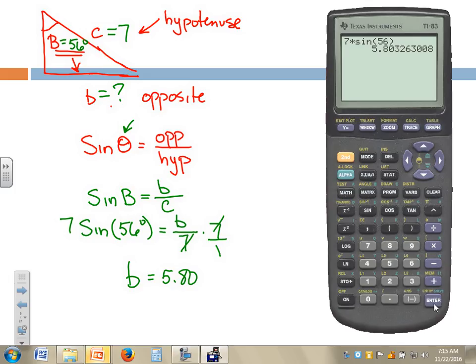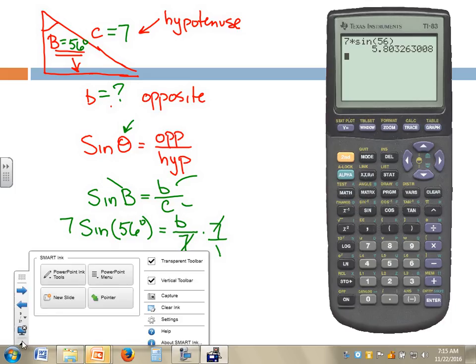So sine of 56 degrees is a number. There's an output that goes along with it. It's part of the range. And when I take 7 and multiply it by that value, I get 5.8. And that's how I use sine. And the other functions are really, really similar to this. But we could be solving for side B, side C, and we could also eventually solve for the angles as well. We'll do that in the next video.